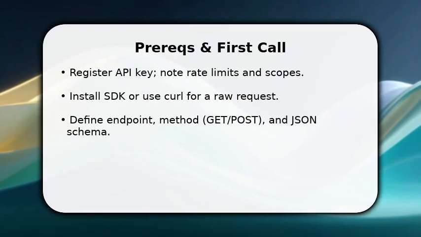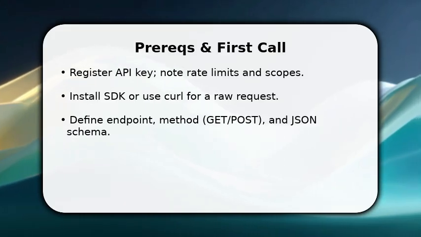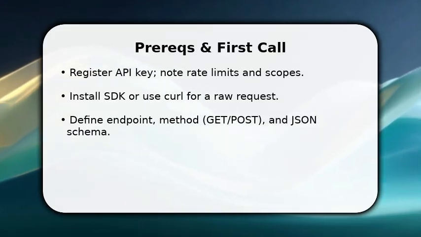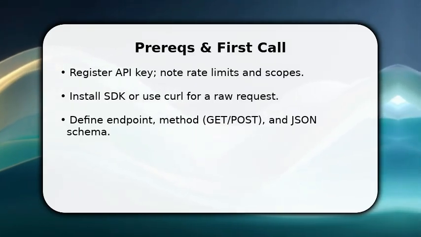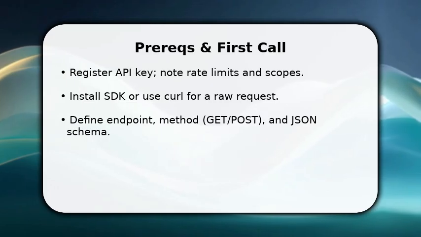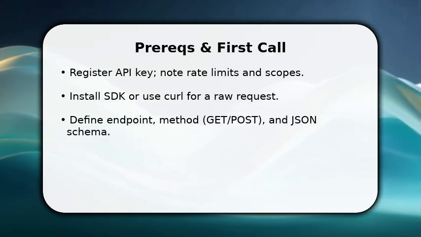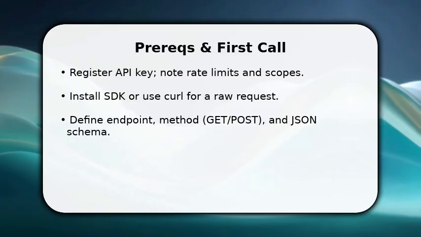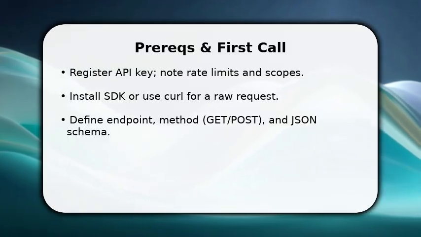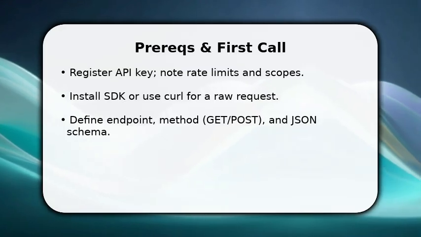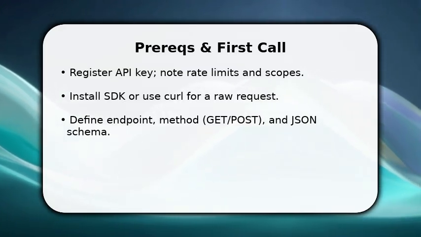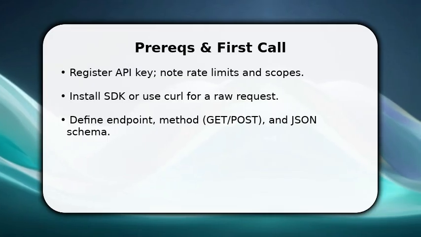You start by getting authorized. Register an API key and note rate limits so you don't hit throttling. Once you have credentials, install the official SDK or plan to use curl for a raw request. This saves parsing time. Next, define the endpoint you'll call, choose the method, GET versus POST, and sketch the JSON schema for responses. Make sure to set headers like content type and authorization before sending that first request.